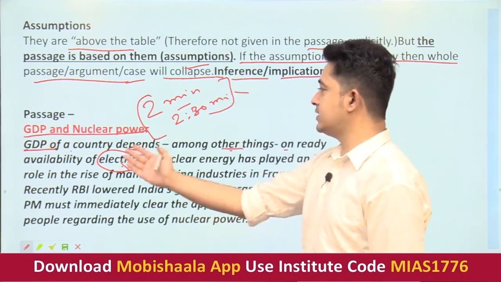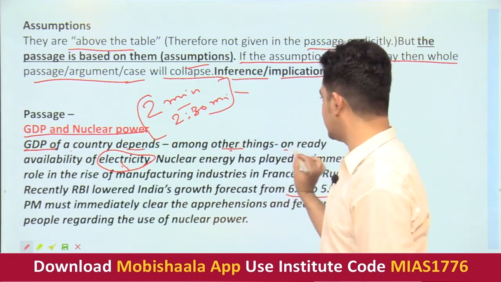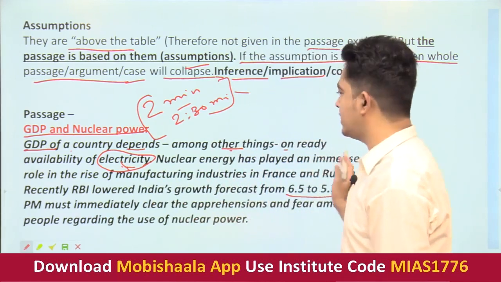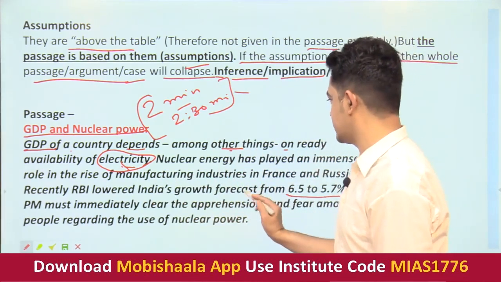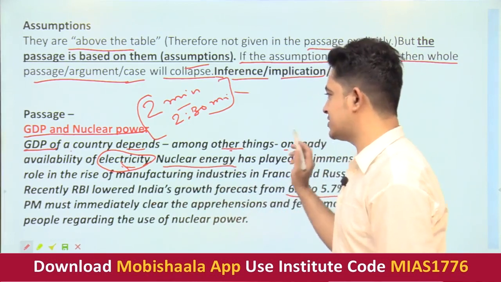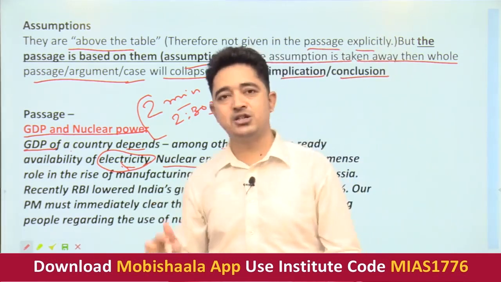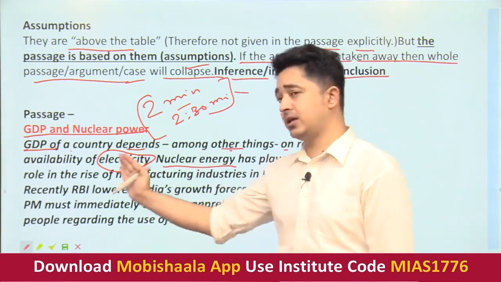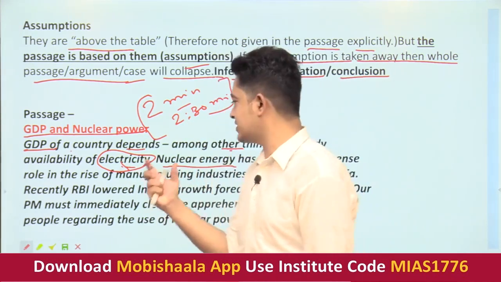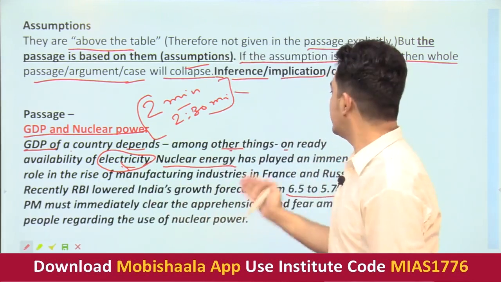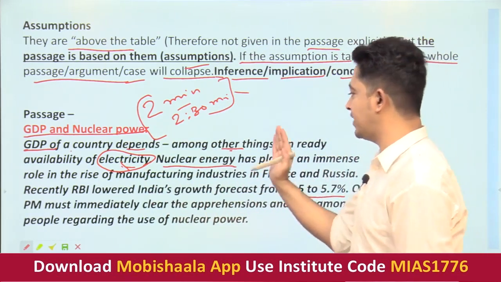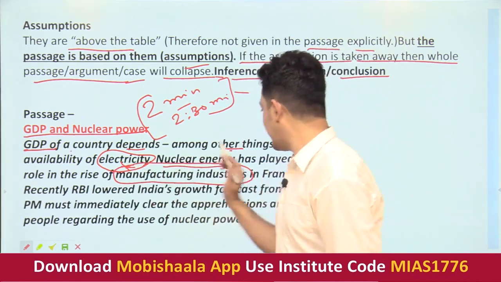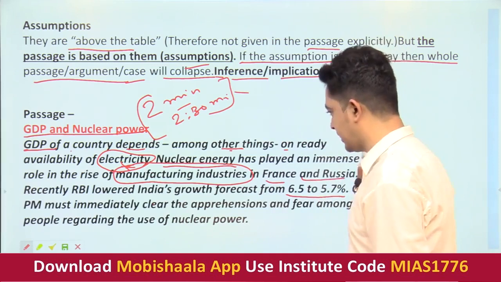So basically, GDP of a country depends, among other things, on ready availability of electricity. Nuclear energy has played an immense role in the rise of manufacturing industries. So basically the passage is talking about how in any country GDP plays a vital role, and for this we must have electricity. Why do we need electricity? Just for the sake of nuclear energy. It has played an immense role in the rise of manufacturing industry. So if we boost the manufacturing industry, like France and Russia are doing.